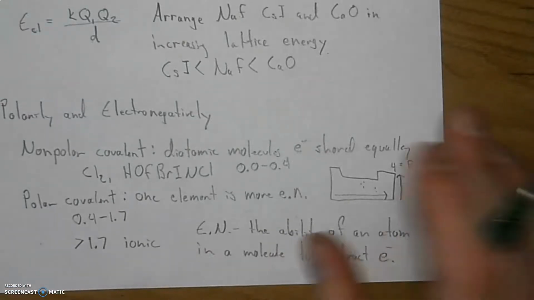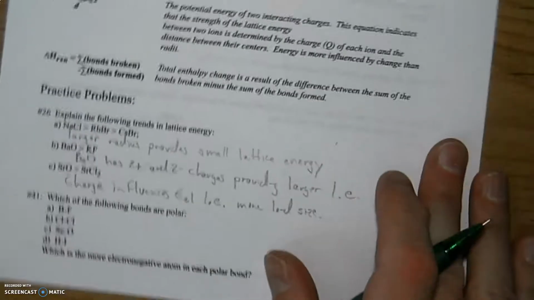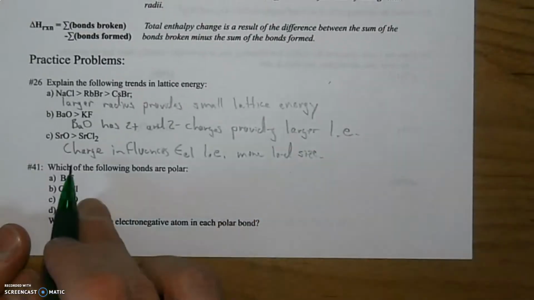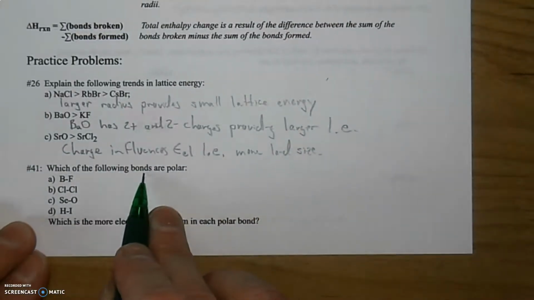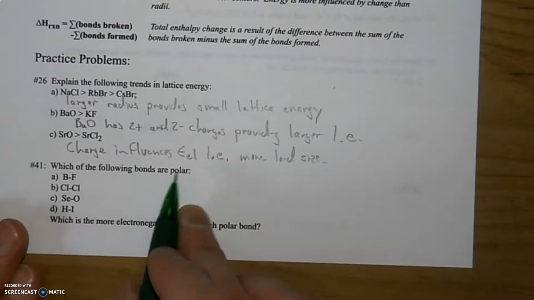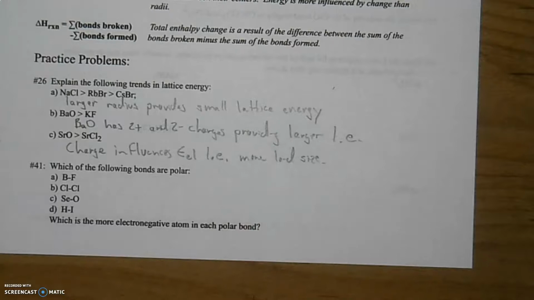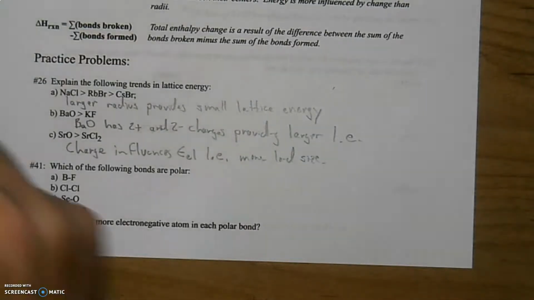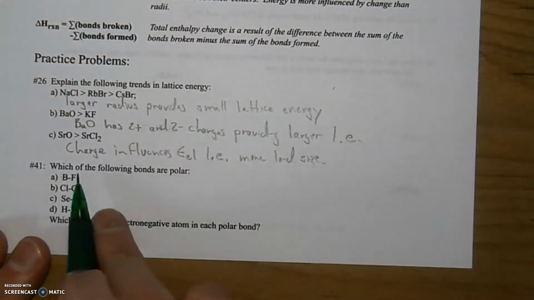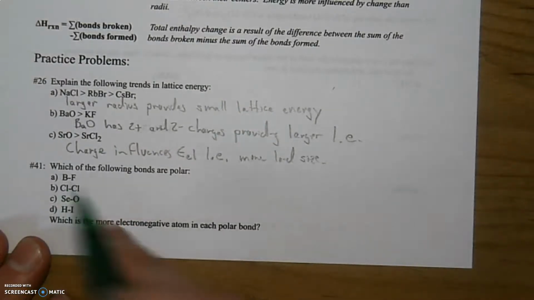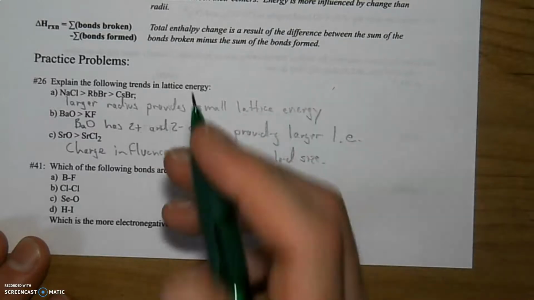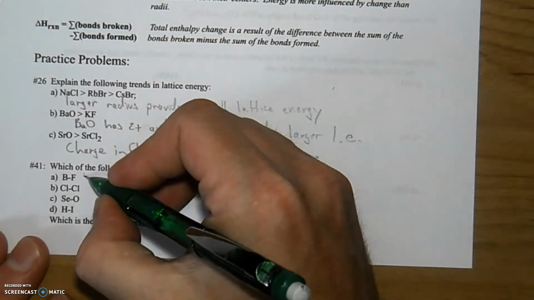All right, let's do a problem back in our homework. So which of the following bonds are considered polar? And you don't have the data in front of you, and matter of fact, I don't have it in front of me either. But we'll get kind of a ballpark idea of how this would go. So boron and fluorine, looking at the differences, you have it in your book, actually, I'm not going to spend time to pull that out.